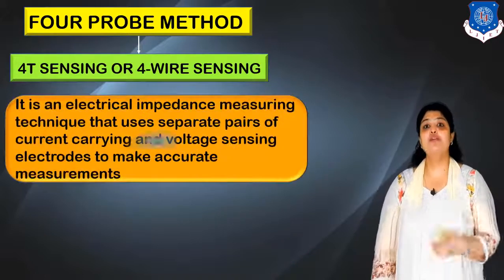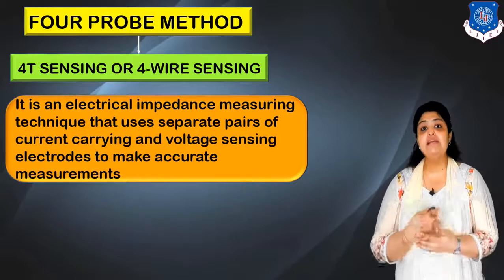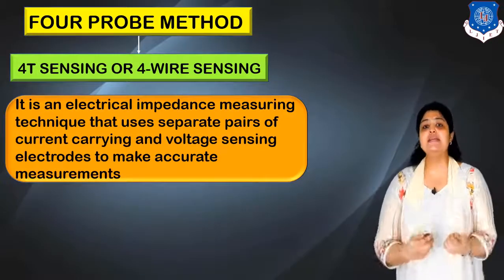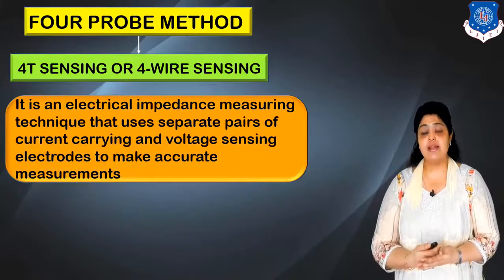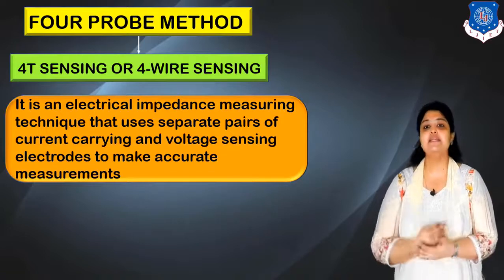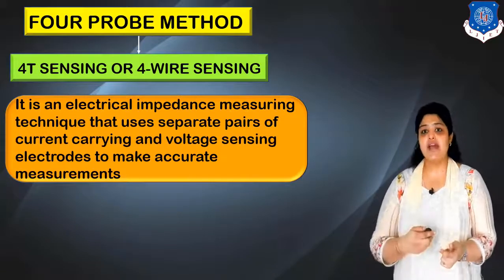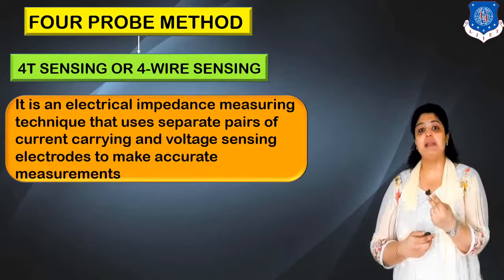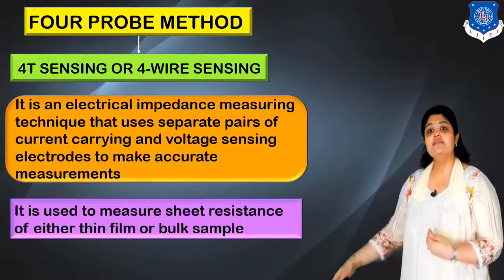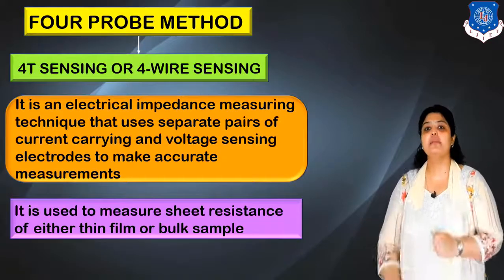Let's see what the 4-probe method is exactly. It is an electrical impedance measuring technique. Impedance here means resistance. So it is an electrical impedance measuring technique which uses separate pairs of current carrying and voltage sensing electrodes to make accurate measurements. In the previous diagram, we have seen that 2 electrodes are used to supply current and 2 electrodes are used to measure the voltage. What are the uses of this method? It is used to measure sheet resistance of either a thin film or a bulk sample.